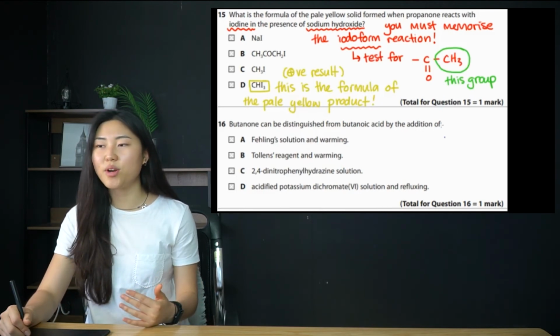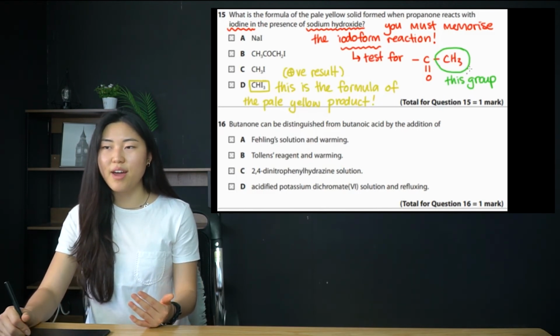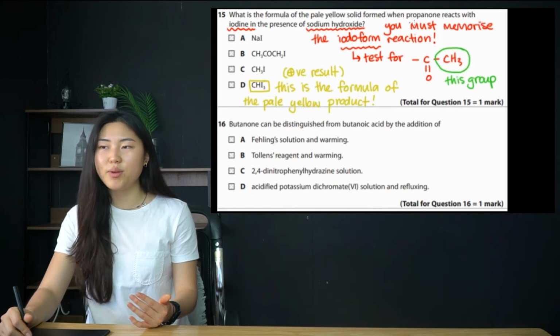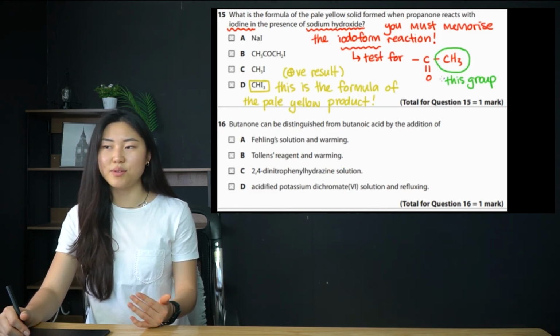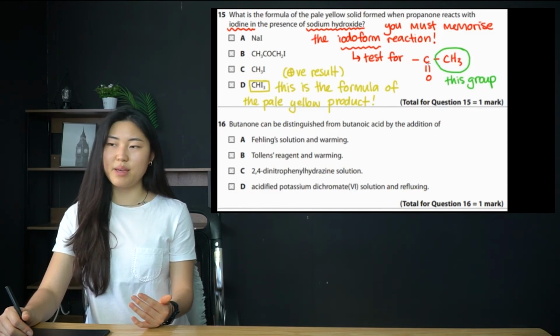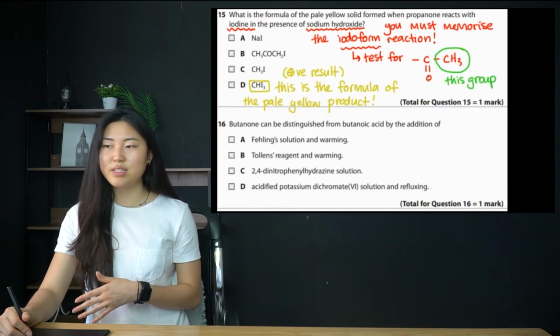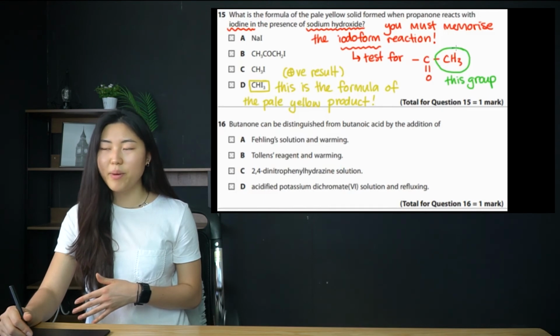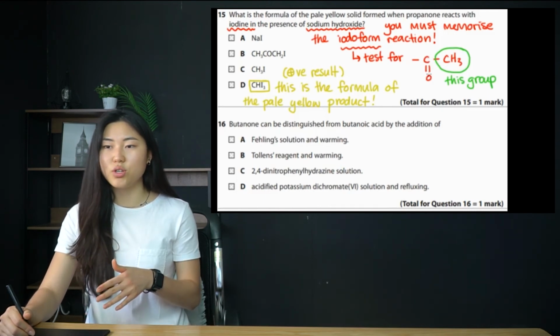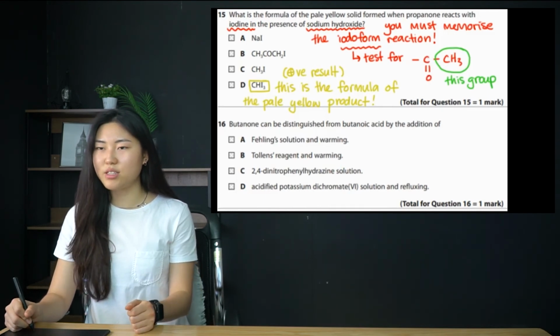And they test for the methyl ketone group, right? And propanone has a methyl ketone group, okay? And also, in addition, this carbon can be an alcohol group, okay? So this can be a methyl bonded to a C and then OH, okay? So that is question 15.